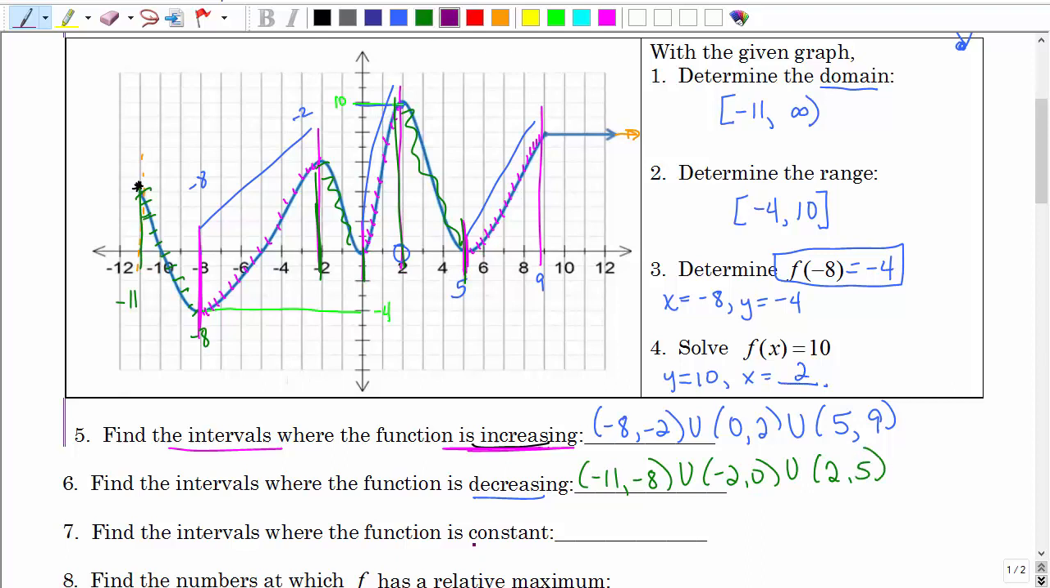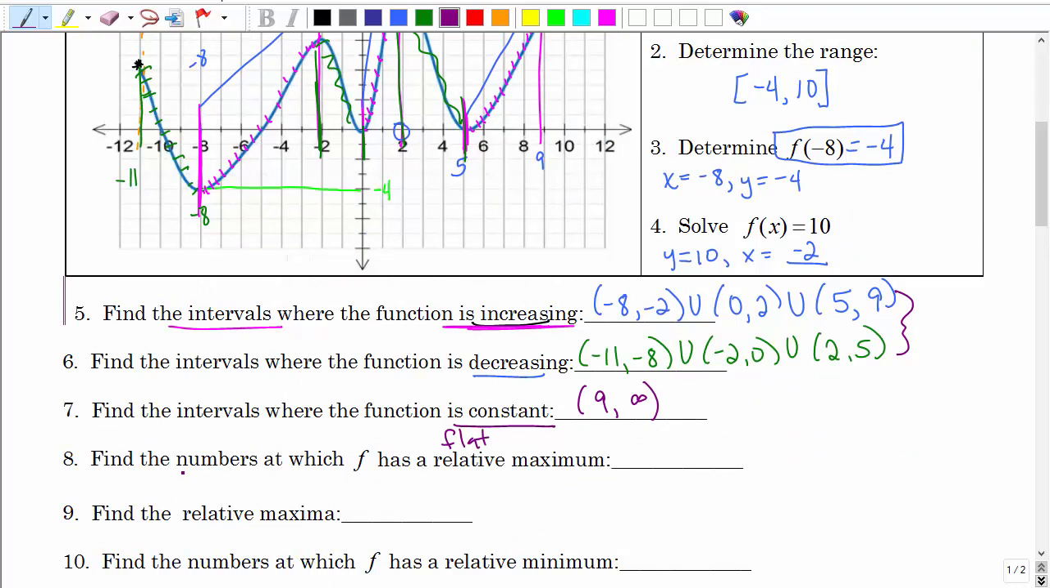And then the last question says, where is it constant? That means flat. Well, go back to the domain from -11 to infinity, and that pretty much covers everything that we've listed as far as increasing and decreasing, except for the part from 9 on, because from 9 on, it's flat, which means it's constant. So again, I'm going to be consistent with those open intervals. That's not quite consistent throughout most textbooks, but let's just say open intervals, always use parentheses and you'll be fine.